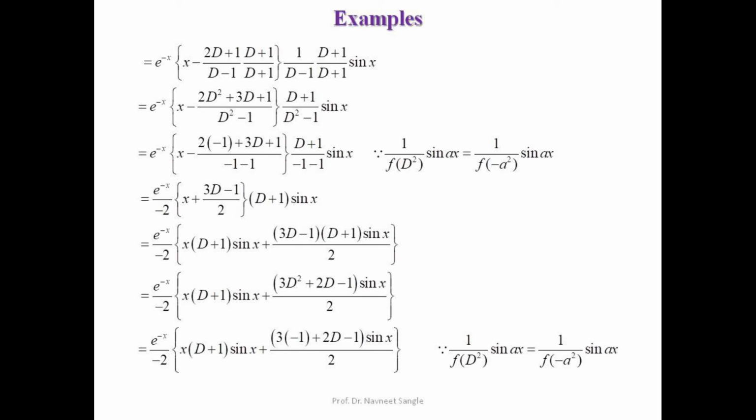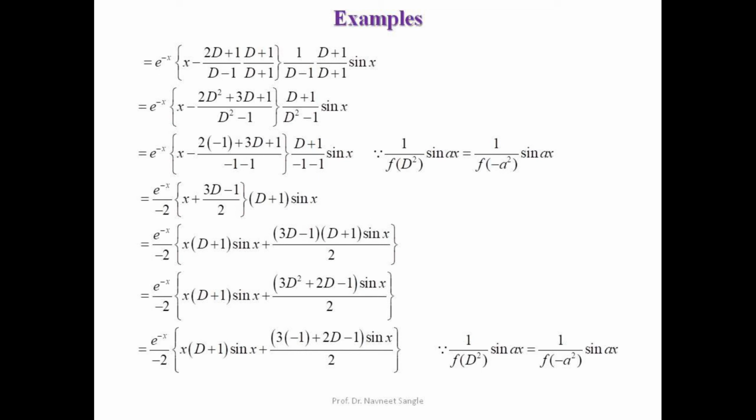So if we take minus 2 commonly, then we get the equation as e raised to minus x upon minus 2. Then the remaining terms are x, then minus becomes plus, so we get 3D minus 1 upon 2, then after the bracket (D plus 1) into sine of x. Now take the term (D plus 1) into sine of x to the inner side.